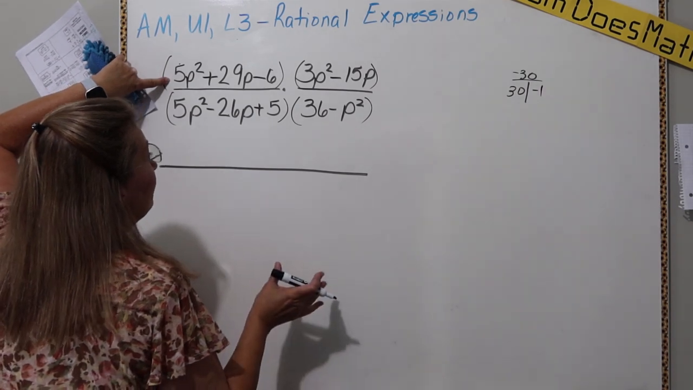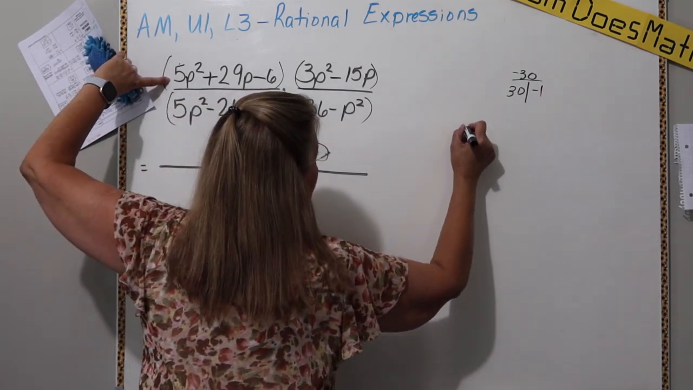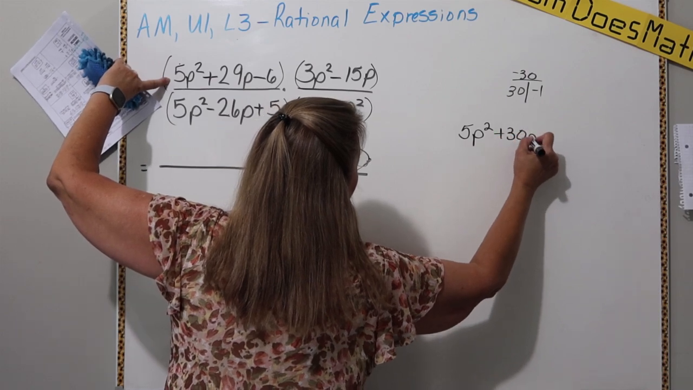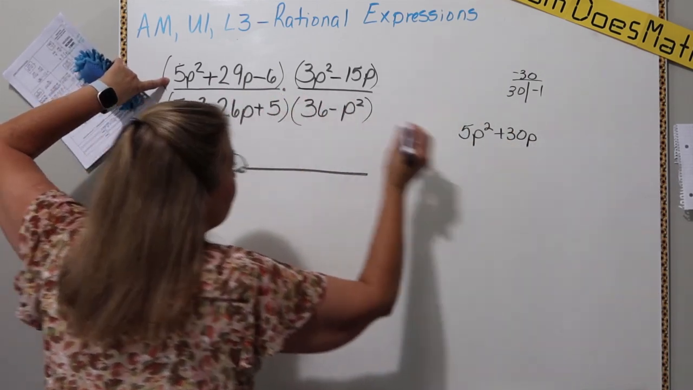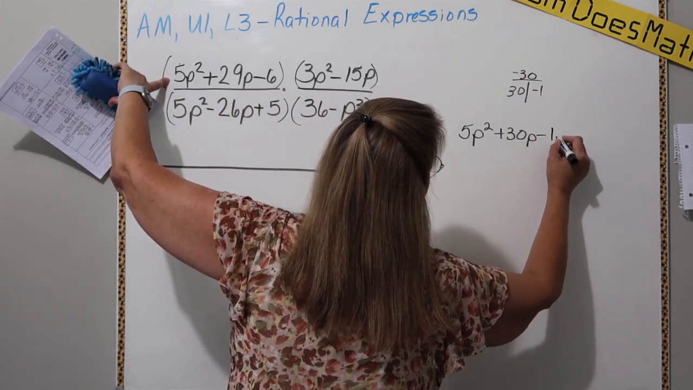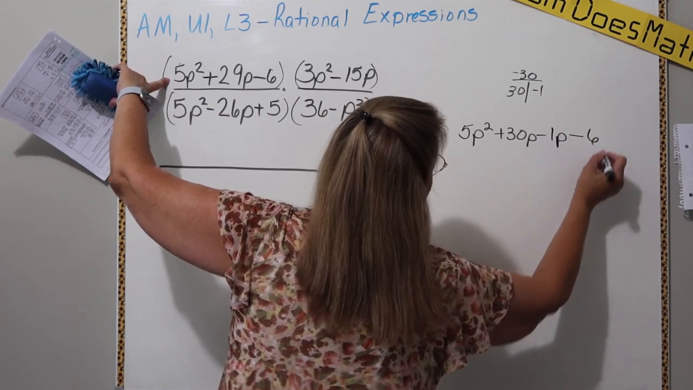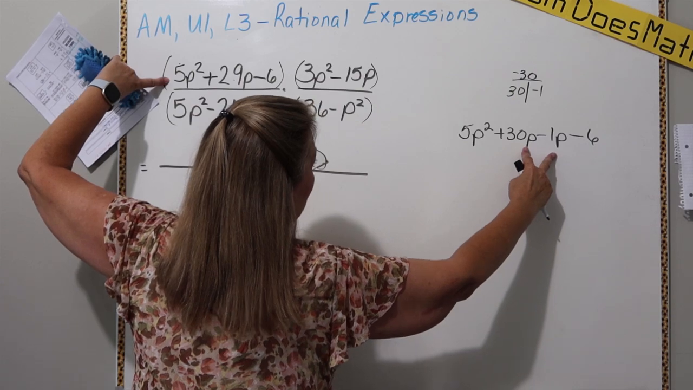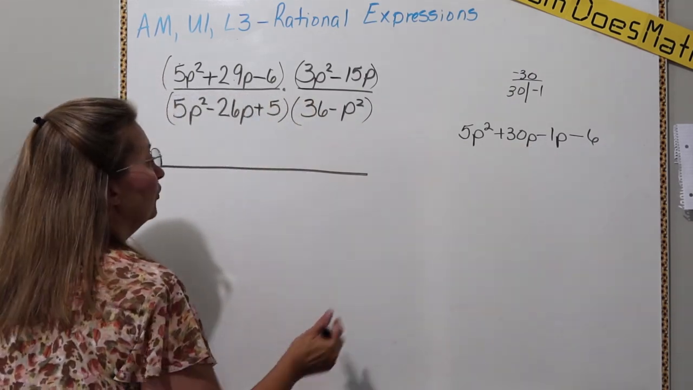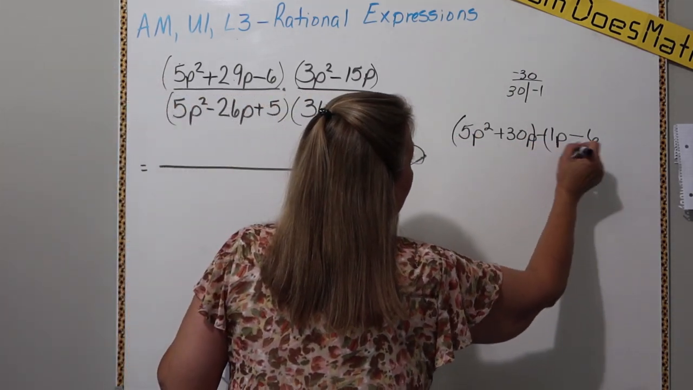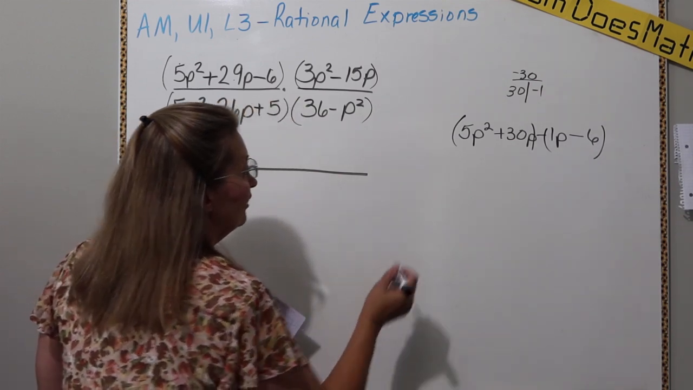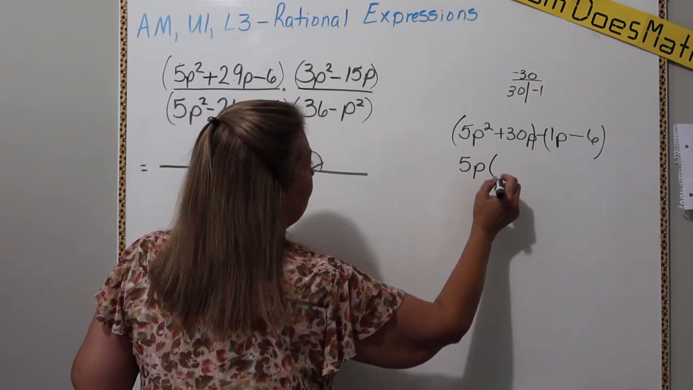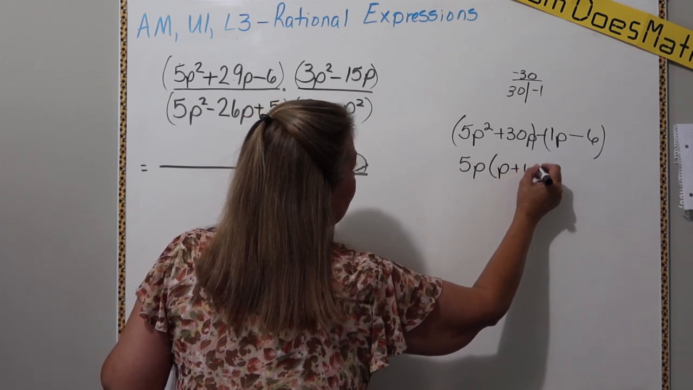Now with the AC method, for your next step you're going to rewrite that trinomial using these two numbers instead of the middle term. See, all I did, instead of 29p, I put 30p minus 1p. Now we are ready to factor by grouping. So the greatest common factor here is 5p. And when I factor that out, I'll get p plus 6.